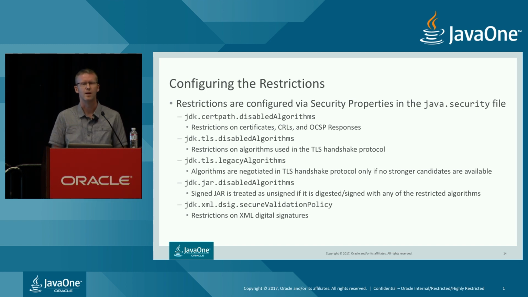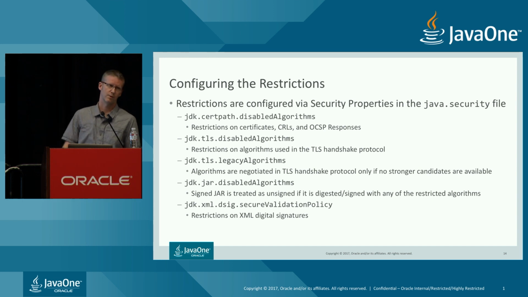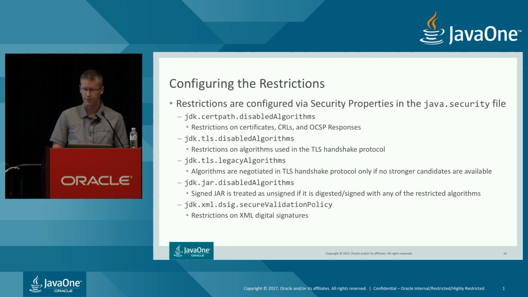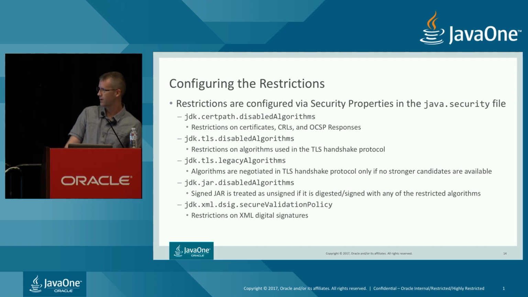It's on its way out. But because the interoperability compatibility risk is somewhat still negligible, we wanted to put it here. It's only used as a last resort, and then eventually we will put it into the disabled algorithms. Then JDK jar disabled algorithms are restrictions on signed jars. If they violate any of the restrictions, they're treated as unsigned.